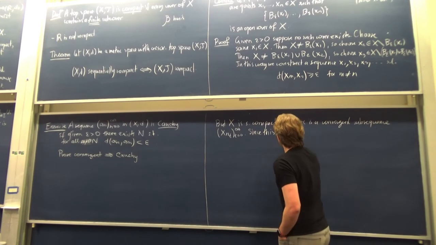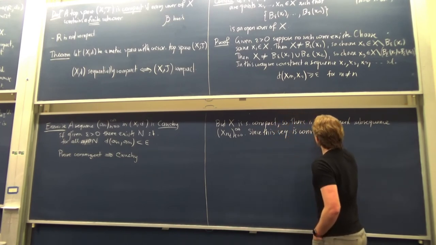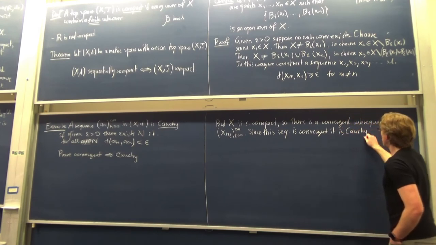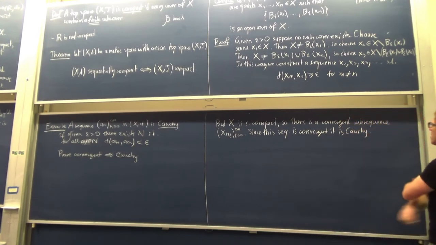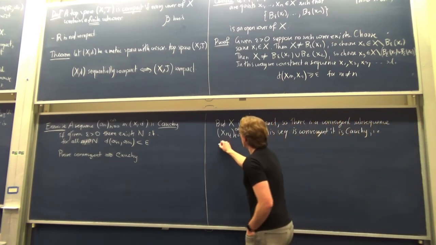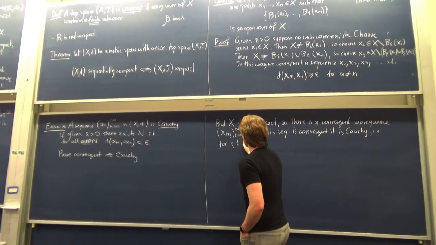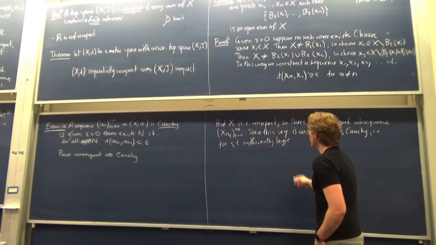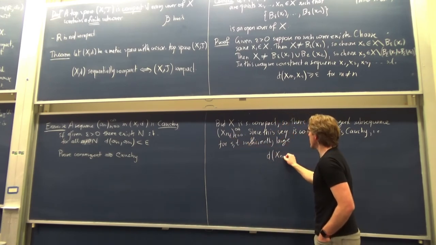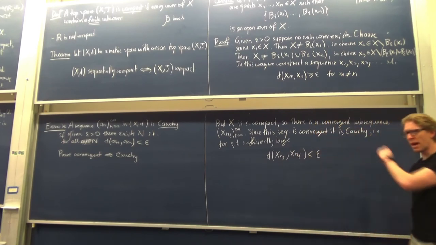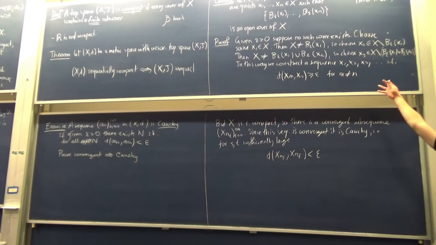Since the sequence is convergent, it's Cauchy. For s and t sufficiently large, the distance between x_s and x_t must be less than epsilon. So this epsilon is not an arbitrary epsilon. This is the epsilon I was given in the beginning.